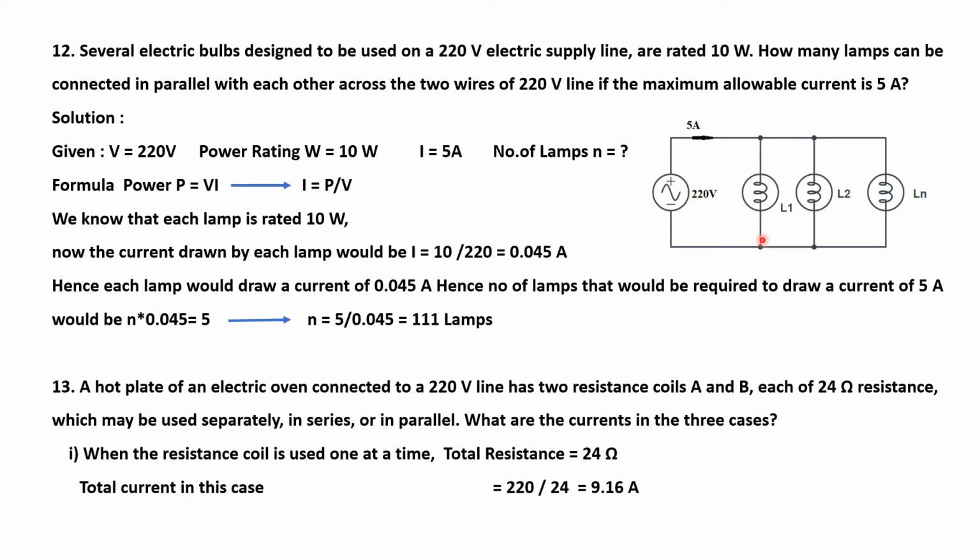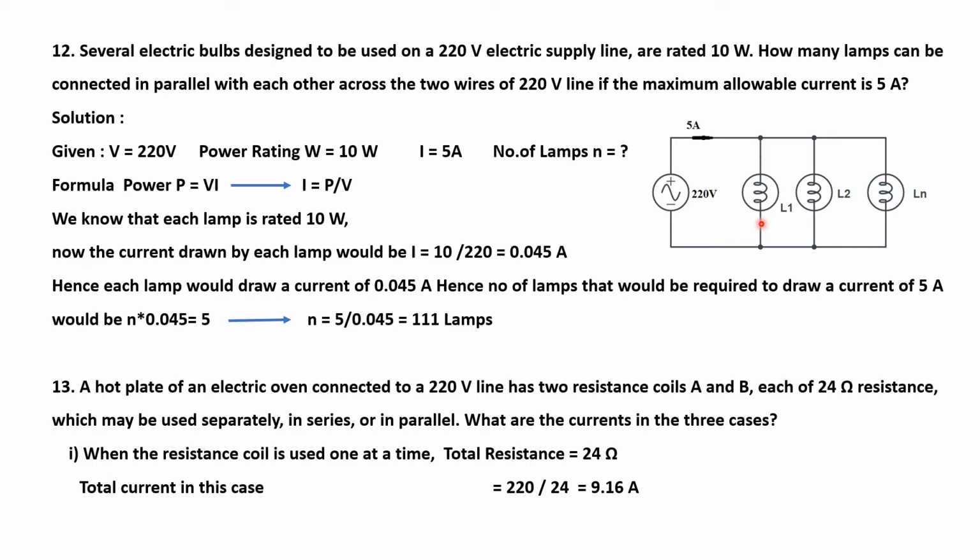So we need to find how many such lamps can be connected so that the maximum current doesn't exceed the value of 5 amps. We know that in a parallel circuit, the voltage is going to be the same throughout. So these lamps are connected across the 220-volt electric supply line, so the voltage is going to be 220 volts across all lamps. We know the power rating of each lamp, that is 10 watts, so we will calculate the current drawn by each individual lamp.